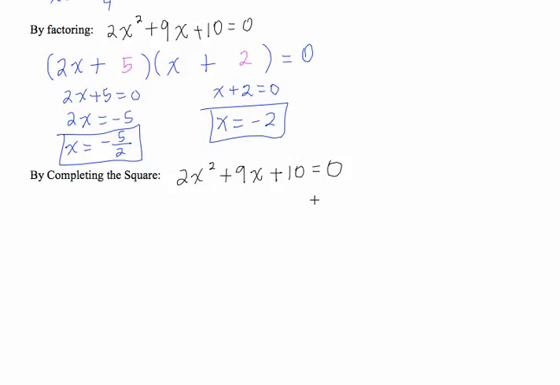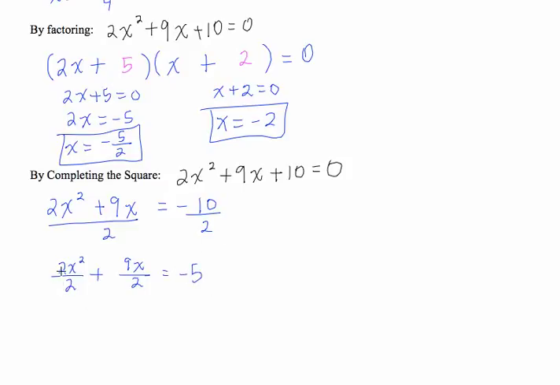Okay, so for completing the square, we start by moving the 10 over and getting it out of the way. So we have 2x squared plus 9x equals negative 10. We also need to divide both sides by that leading coefficient of 2. So I'm going to do that at this step. When we break this up into two fractions, we'll have 2x squared over 2 plus 9x over 2 equals, that is negative 5. So we have x squared plus 9/2 x equals negative 5.